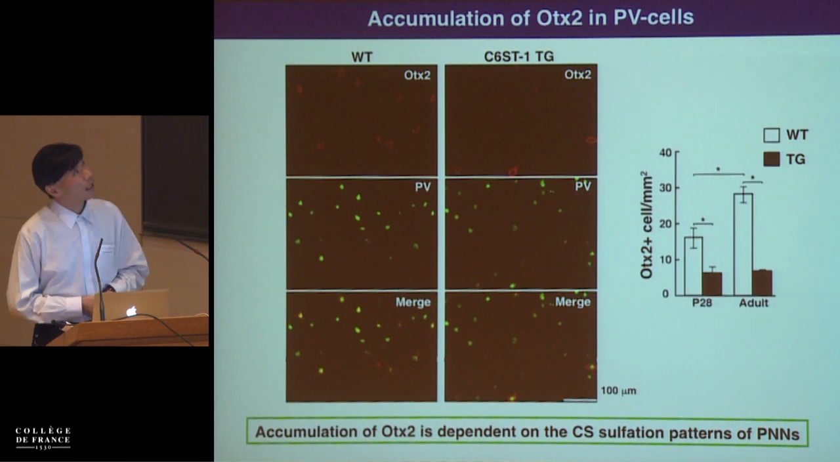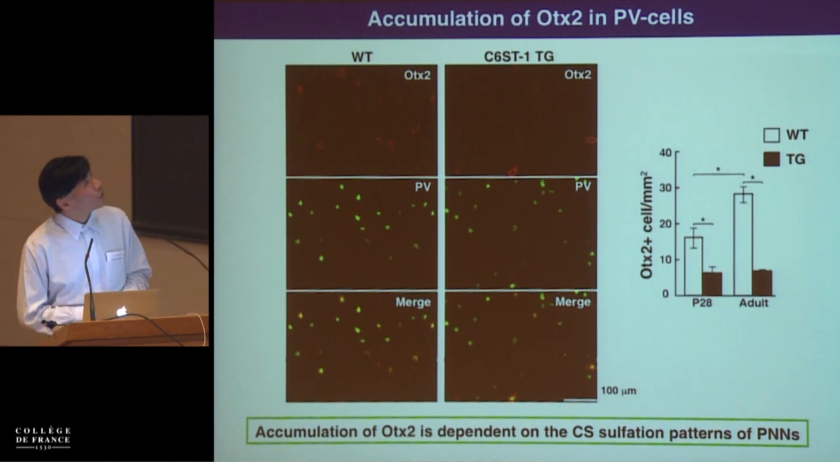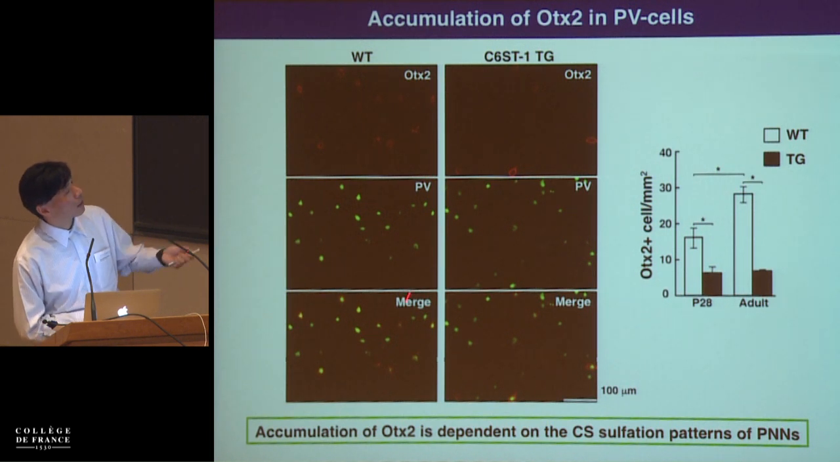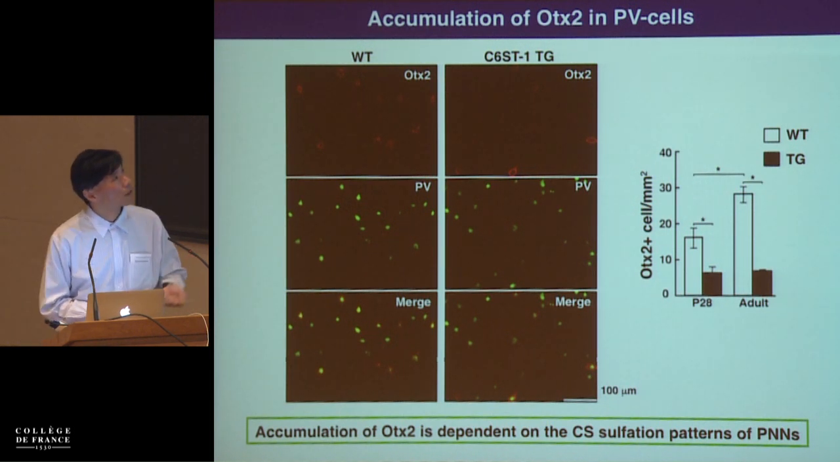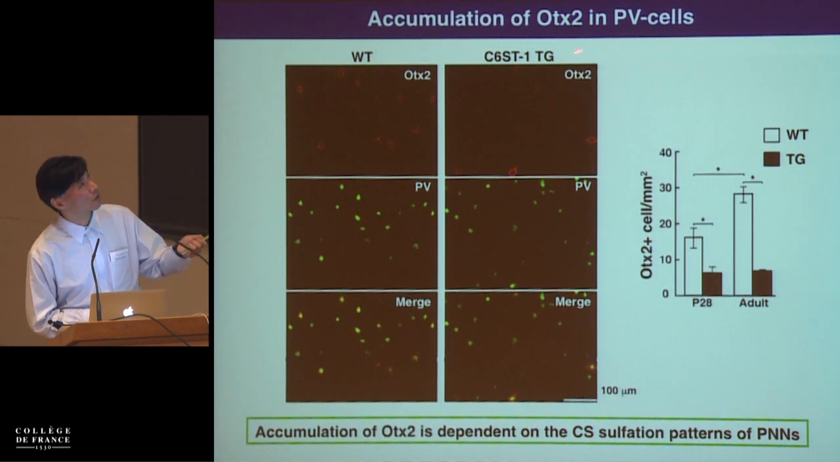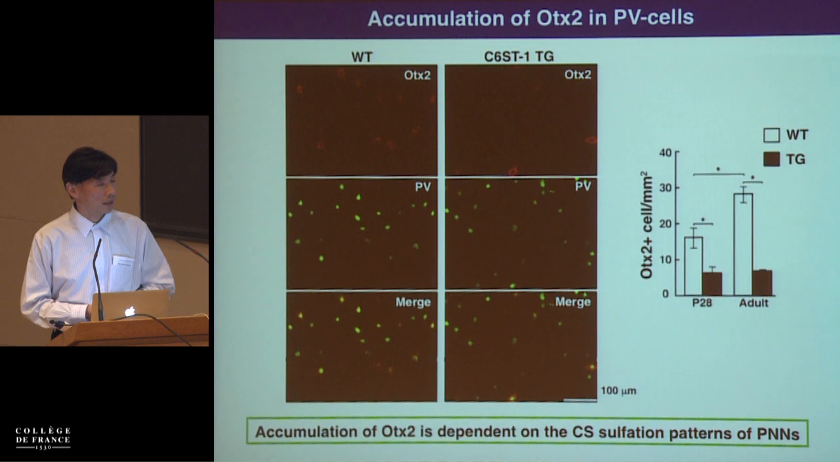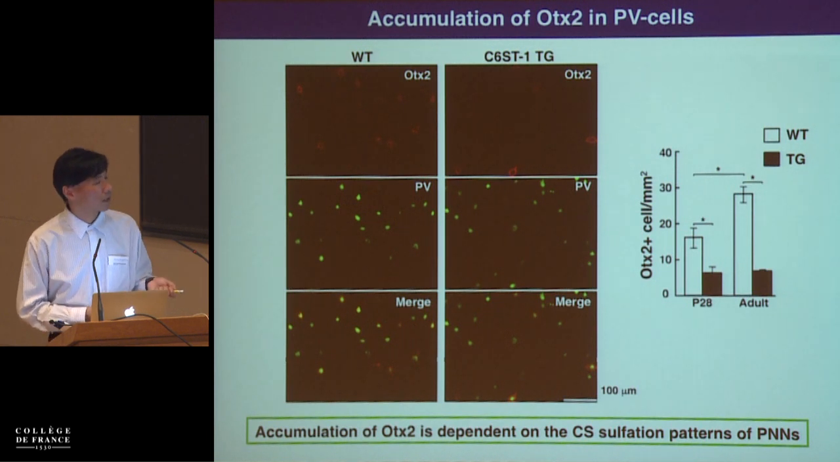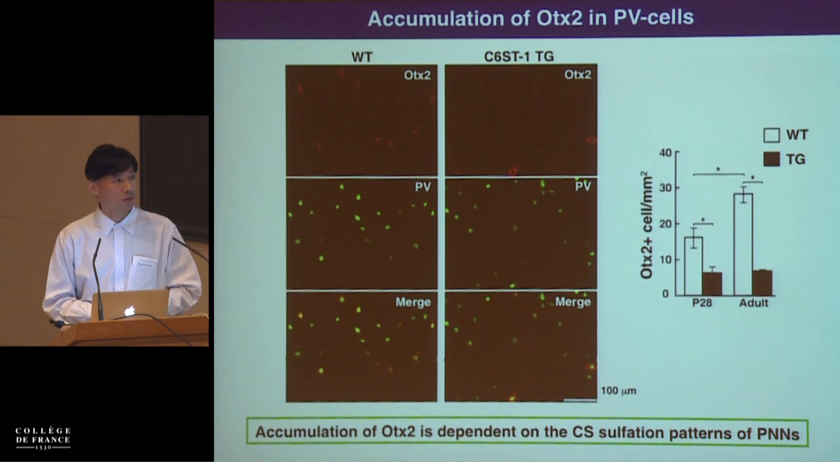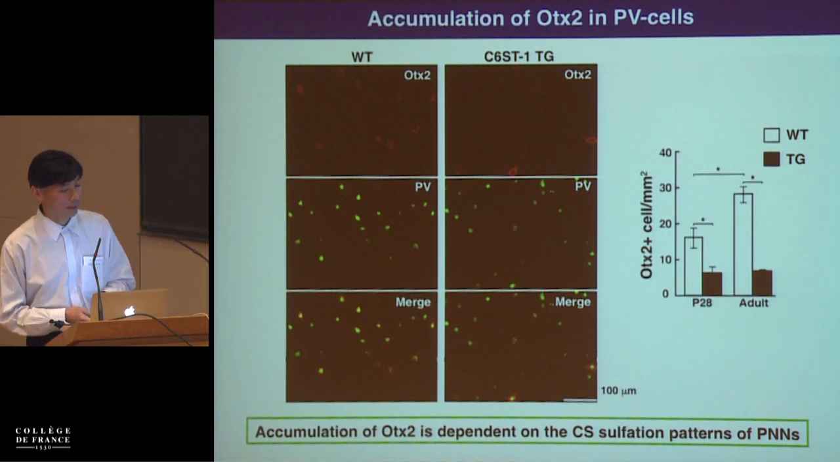As shown in this slide, OTX2 accumulated in PB cells in wild-type mice. In contrast, OTX2 staining was significantly reduced in transgenic mice, suggesting that accumulation of OTX2 is dependent on the chondroitin sulfate sulfation patterns of perineuronal nets.